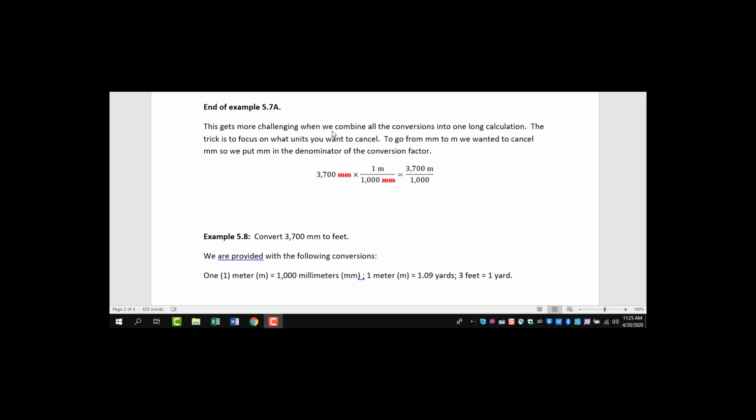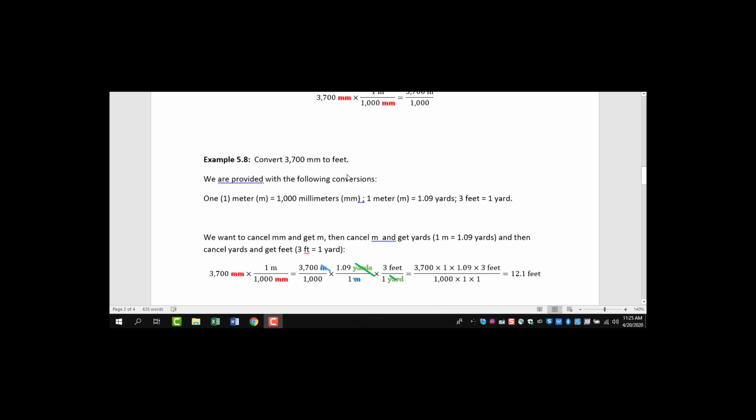Now this definitely gets more challenging when we combine all the conversions into one single calculation. So you don't have to do one conversion and then do another one. You can do them all in a row, which is what we're going to do in 5.8 here. The key idea, however, if you want to go from millimeters to meters, is that you want to cancel the millimeters in the denominator of the conversion factor. That's why this conversion factor is set up the way it is, so that the millimeters will cancel.